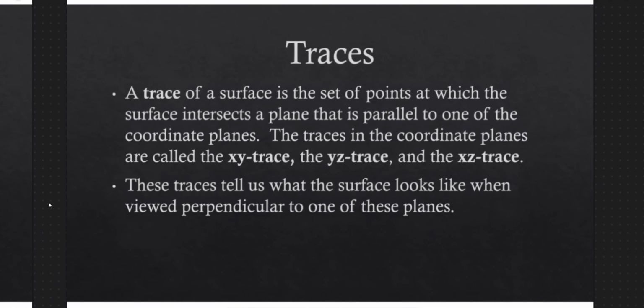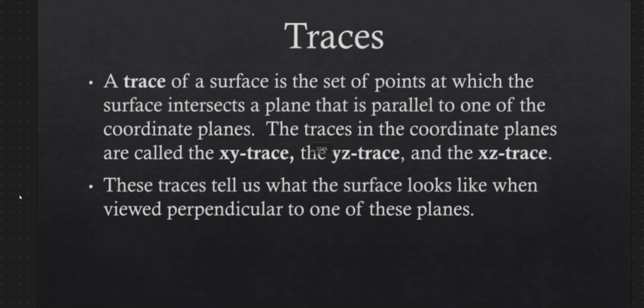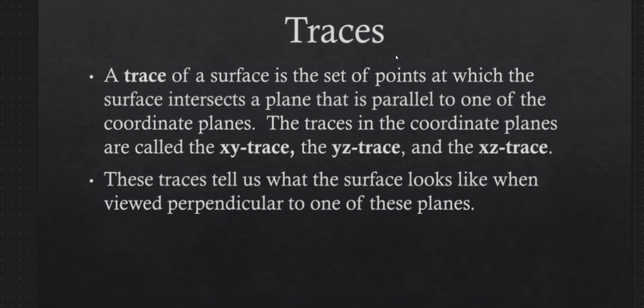We call these traces. So a trace of a surface in 3 dimensions is just the set of points where the surface intersects a plane. And you get this by, one way to get traces, specifically traces that are parallel to coordinate planes, is by setting variables equal to constants. So in this video, I'm gonna focus on 3 basic traces and then a little bit of generalizations of those.